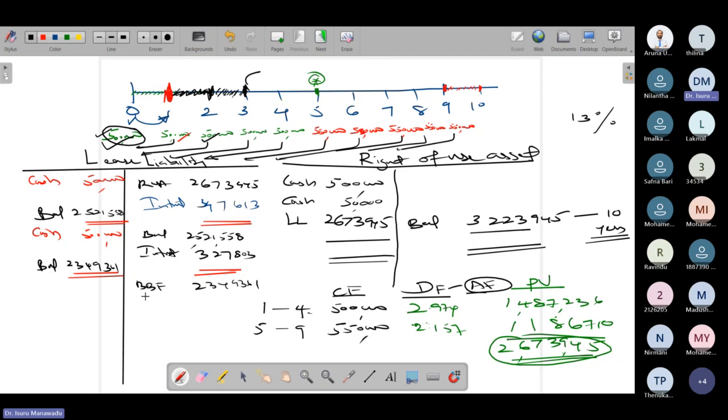So what is the interest for the third year? 2,349,361 into 13%. 305,417. Did you get that answer? $305,417. I hope you have received that answer.